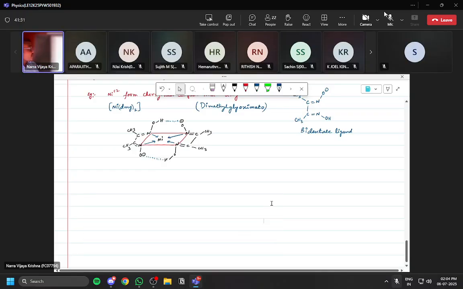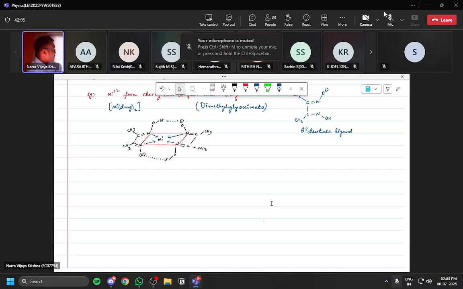Now, how many rings possible? Five. From where? This forms one ring: 1, 2, 3, 4. Where is the other? 4 only. The two rings are because of hydrogen bonding. If this hydrogen bonding is not there, then the number of rings is 2 only. Correct?